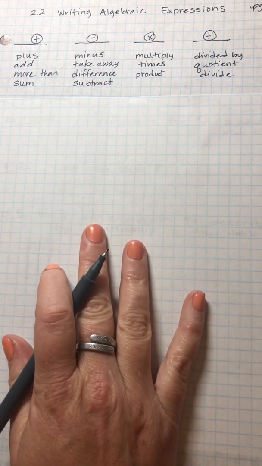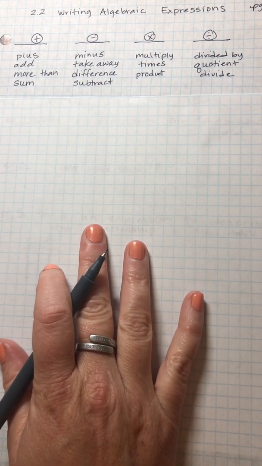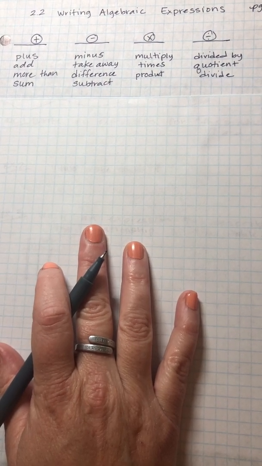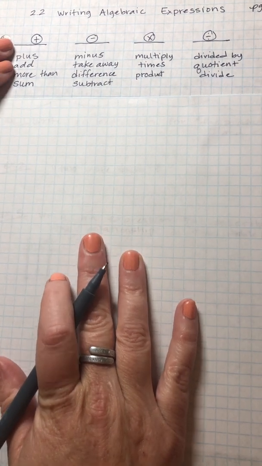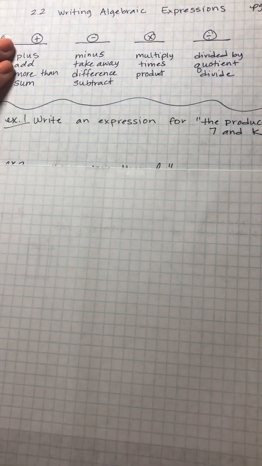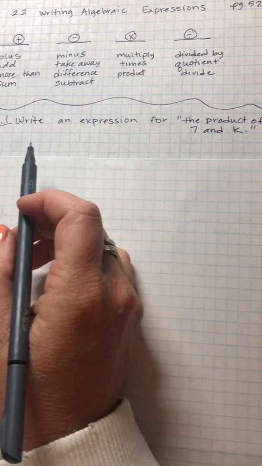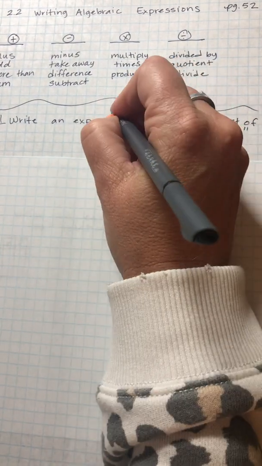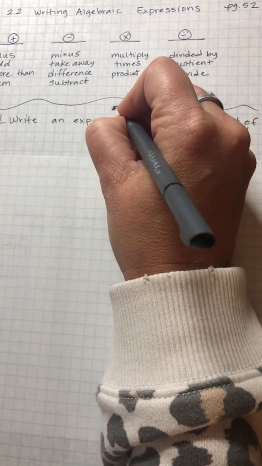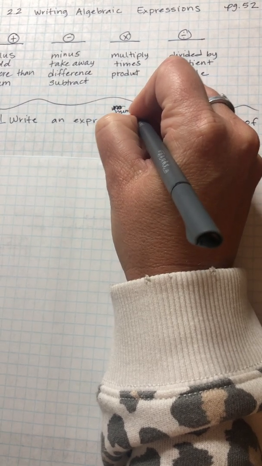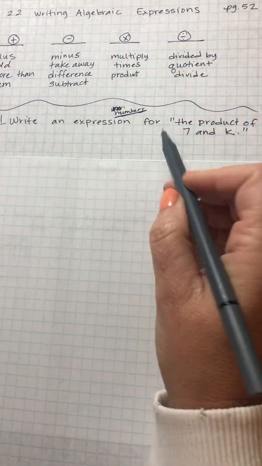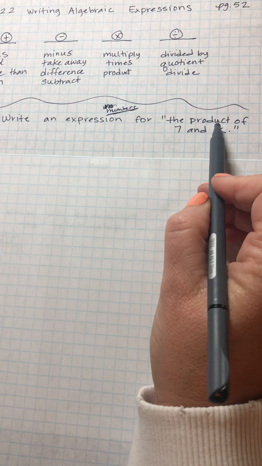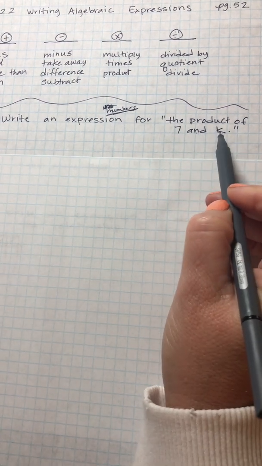So today, you're going to be doing some word problems. They're not scary. They're just asking you, instead of solving them initially, just translate them. So we're going to be taking words and turning them into math. So if we take a look at this first example, example 1, write an expression, that means words to numbers, for, and then they're going to give you a phrase. So the phrase that we're starting with is the product of 7 and K.